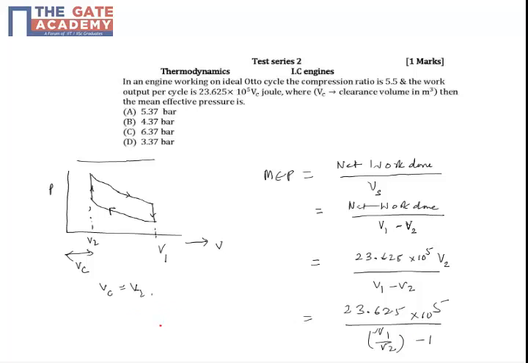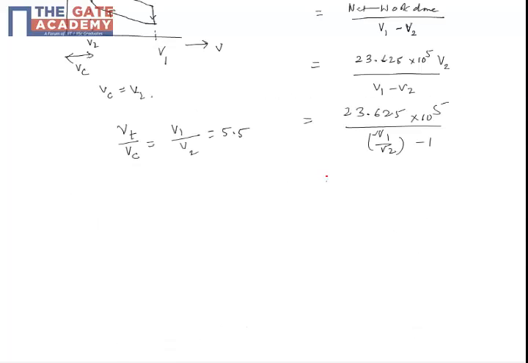Now remember what my compression ratio is. The other thing that is given is the compression ratio, right? The compression ratio is nothing but the total volume by the clearance volume. The total volume is V1, that is at BDC, by the clearance volume V2, and this is given as 5.5, so that I can represent it here, right? So this is the compression ratio, remember.